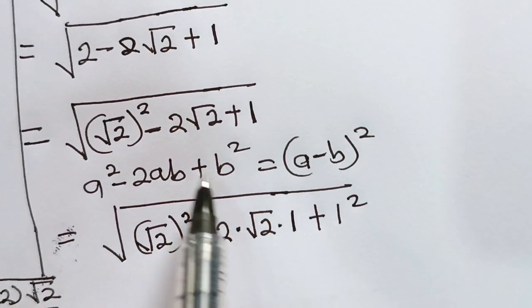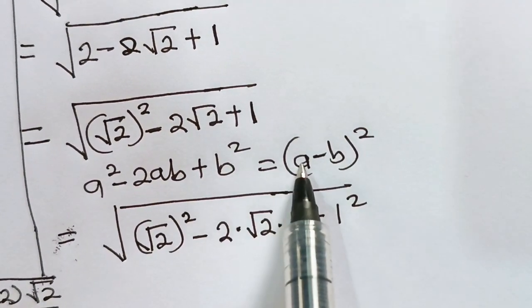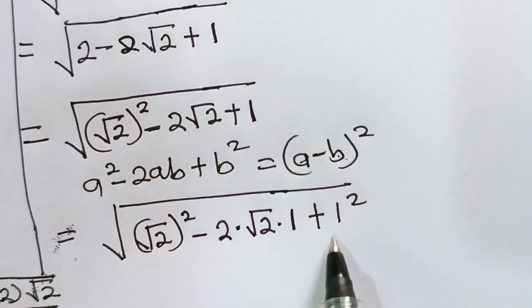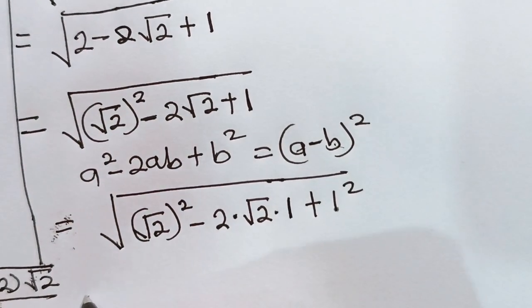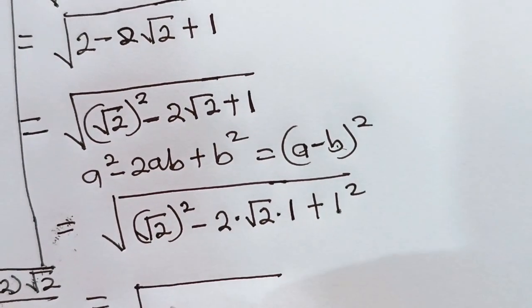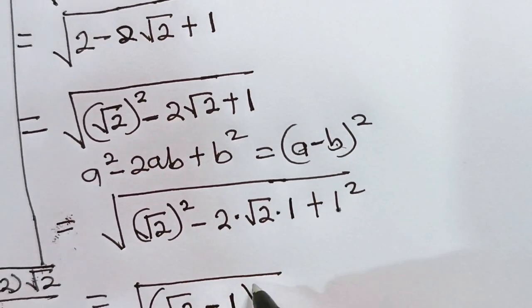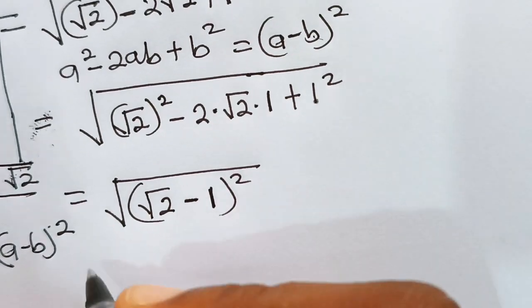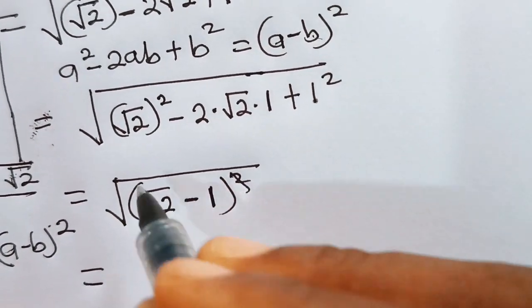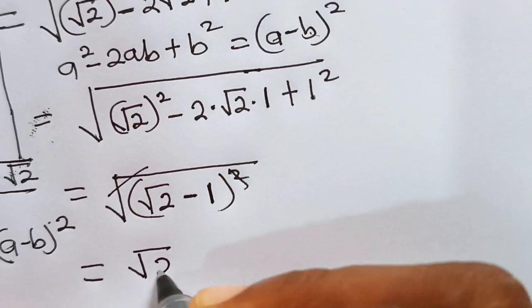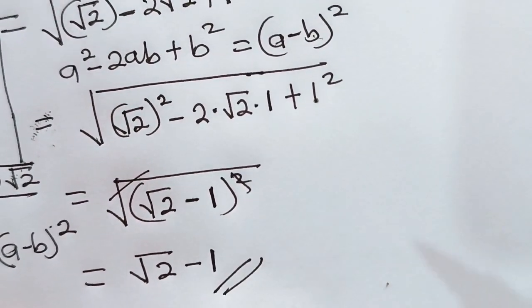Now, if we compare this and this, you see that our a is equal to root 2 and our b is equal to 1, right? So you can write this as the square root of (root 2 − 1) all squared. Now this square, we cancel this square root, and we are left with the answer, which is root 2 minus 1.